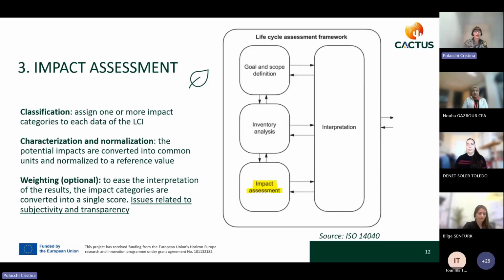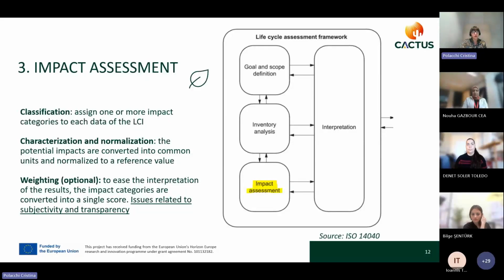The impact can also be scaled with a normalization factor to convert all the units of measurement into one. As an optional step, the impacts can also be weighted to get a single score impact, but with care, because this might introduce subjectivity from the weighting methods used and can lack transparency.